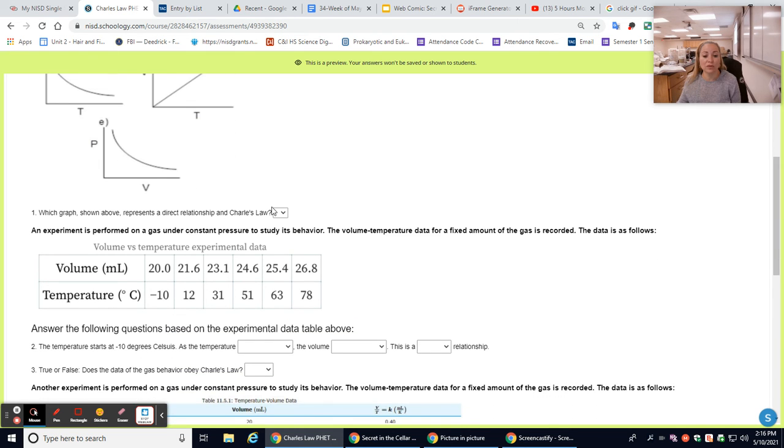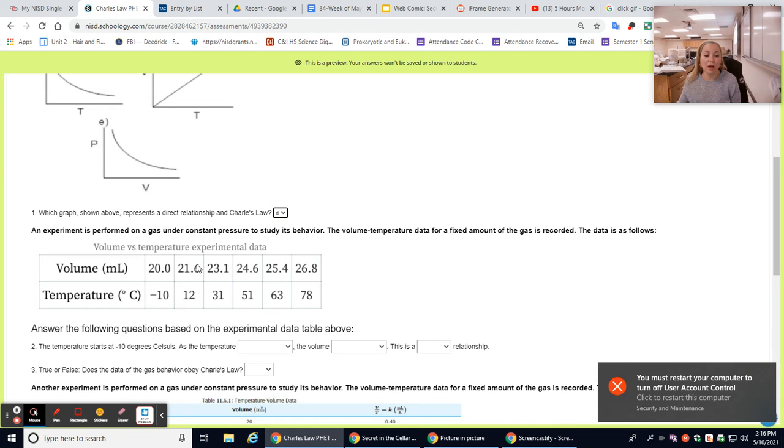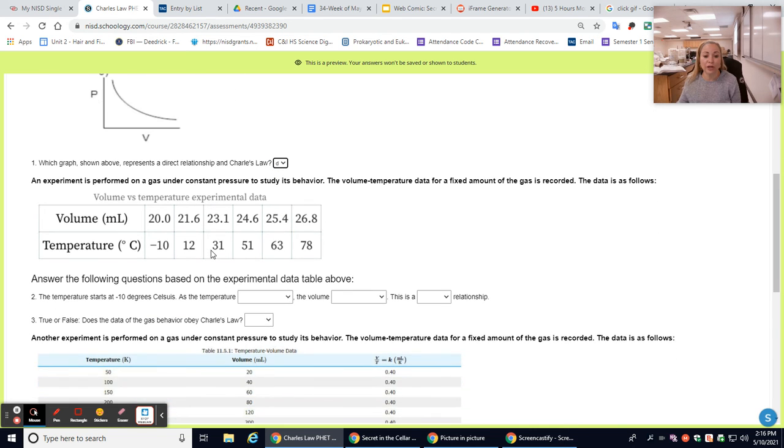Okay, so this one is D. An experiment is performed on a gas under constant pressure to study its behavior. So this is experimental data. You have two different experiments, but this one shows, if you look at the answer, the following question based on the experimental data: the temperature starts at -10 and then increases to 12, then 31, then 51. If you look at the volume, it also is increasing.